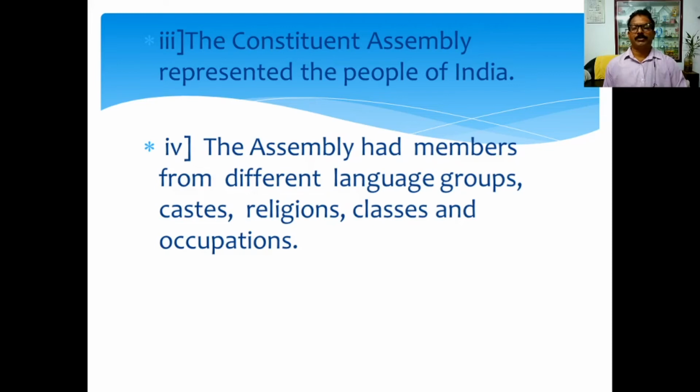Then people from various occupations were also taken. Maybe scientists, maybe doctors, maybe lawyers. All kinds of people were taken, and this kind of people represented the Constituent Assembly.